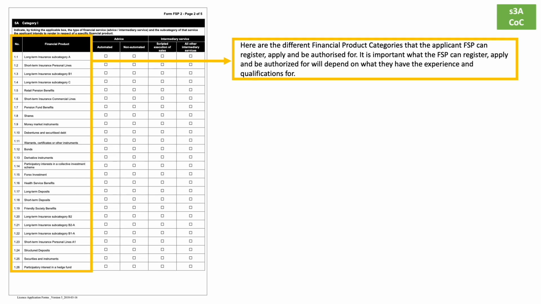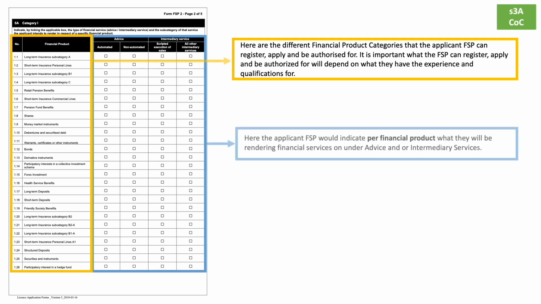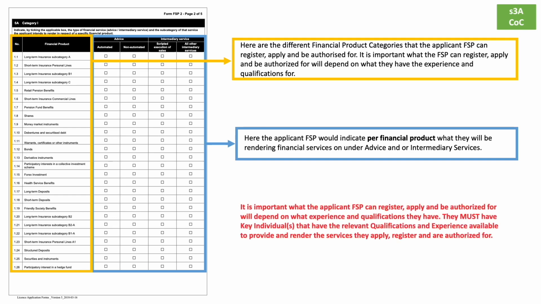Here the applicant FSP will indicate the financial product or products that it wants to render financial services on under advice and/or intermediary services. It is important to know that what the applicant FSP can register, apply, and be authorized for will depend on what experience and qualifications they have. They must have key individuals that have the relevant qualifications and experience available to provide and render the services they apply, register, and are authorized for.